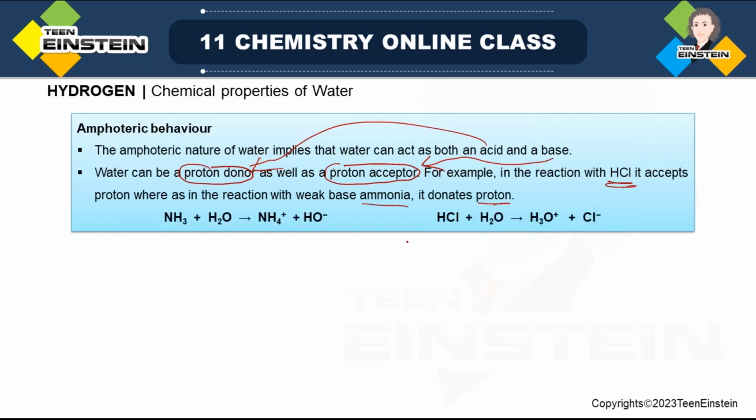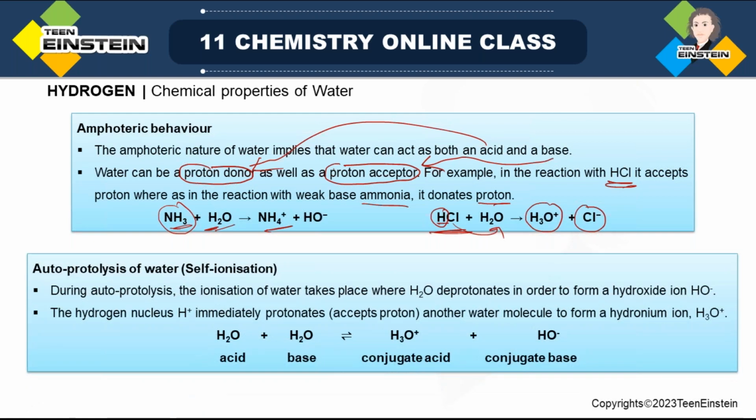So see, when it is in presence of HCl, it is producing hydronium ion because one H is coming towards H2O and it is forming this type of hydronium ion, and chloride ion is there. And when it is in presence of ammonia, it is providing one proton, and as a result ammonia, after accepting proton, is converted to ammonium ion, and the rest of the part of H2O will produce hydroxide ion, HO-.